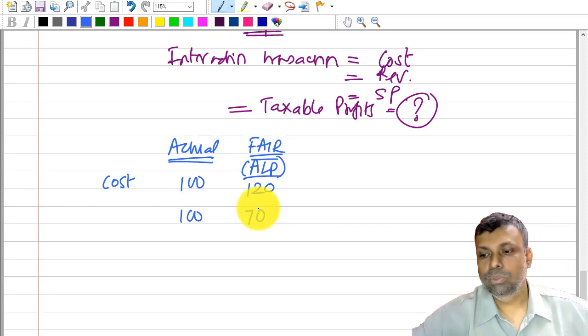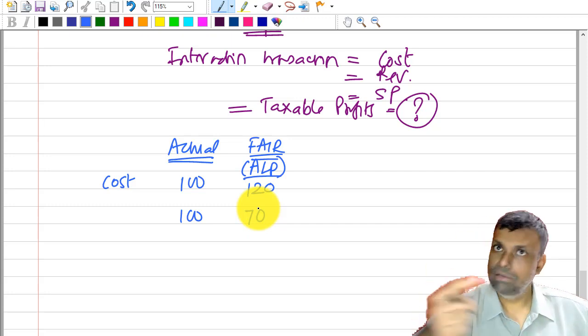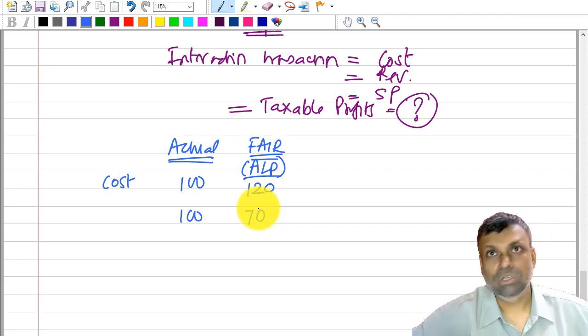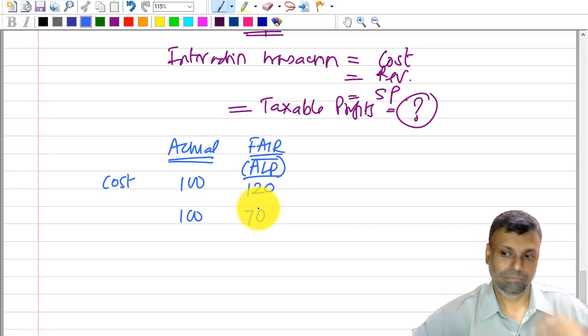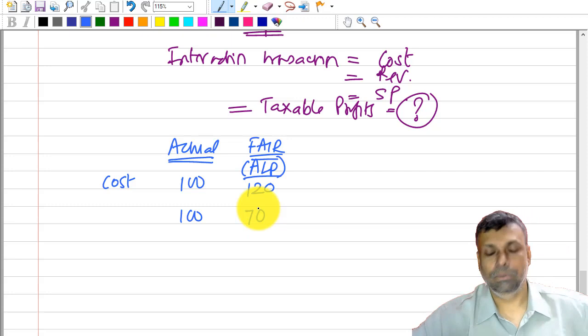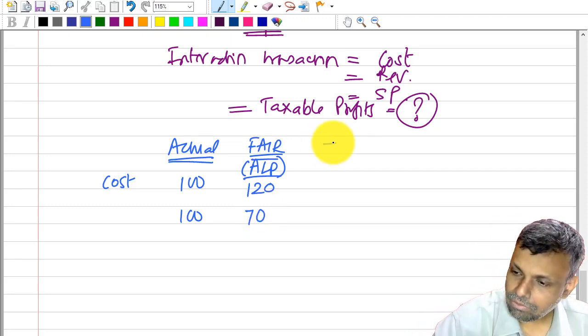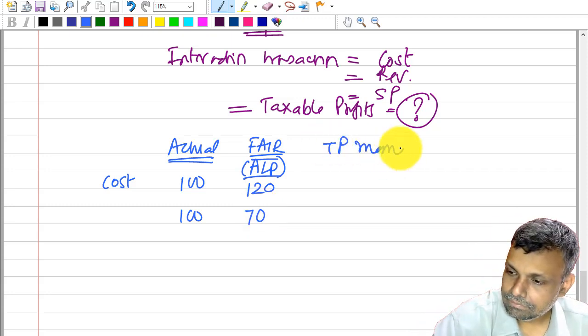So theoretical situations are that your cost, which is actual cost, is 100 and your fair cost, that means your ALP cost, is more than your actual cost, or it can be even less, because when the valuations are done, it is never exactly going to match to 100. Okay, so it can either be more or it can either be less.